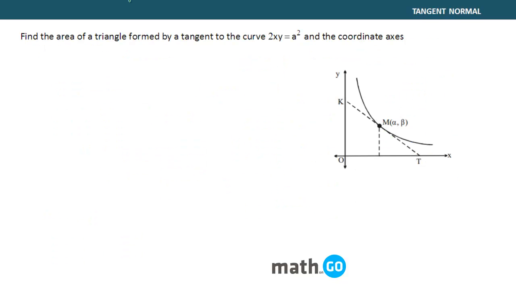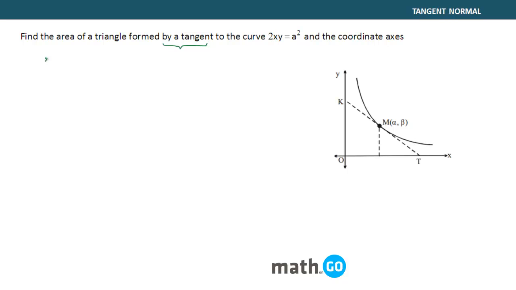Okay, now let's take this problem. It says find the area of the triangle formed by a tangent to this particular curve and the coordinate axis. So first of all, let us understand the problem. It says find the area formed by a tangent. So here is a challenge, because you always need the point where the tangent will be drawn. So it is not given to you.